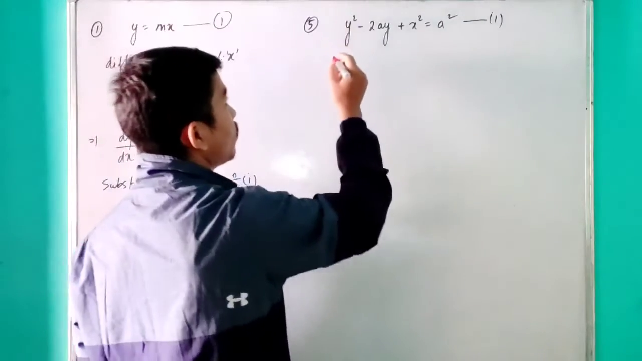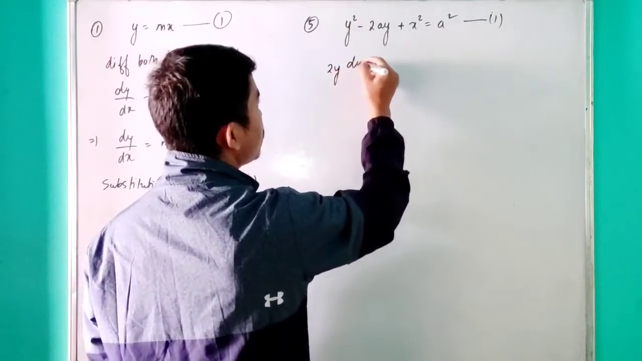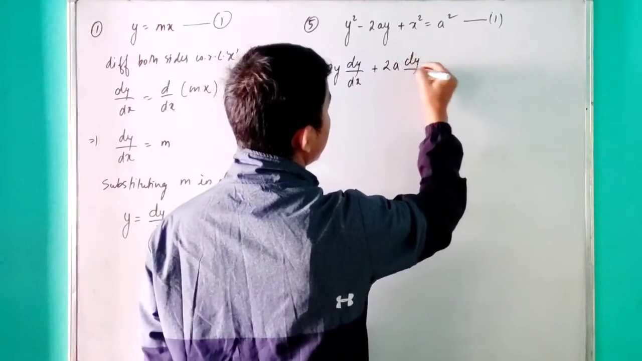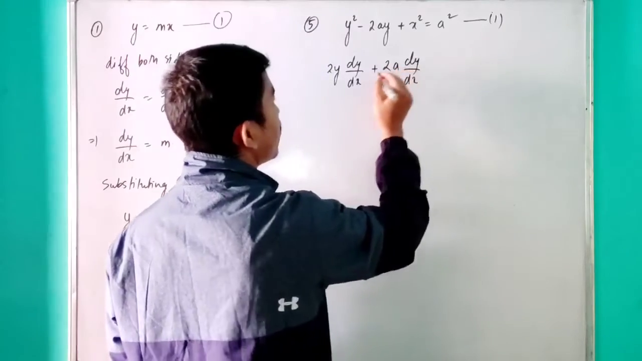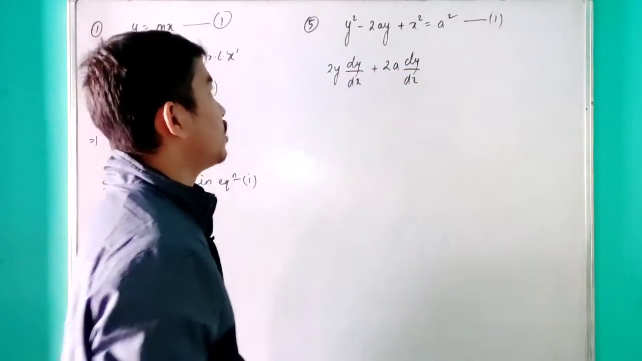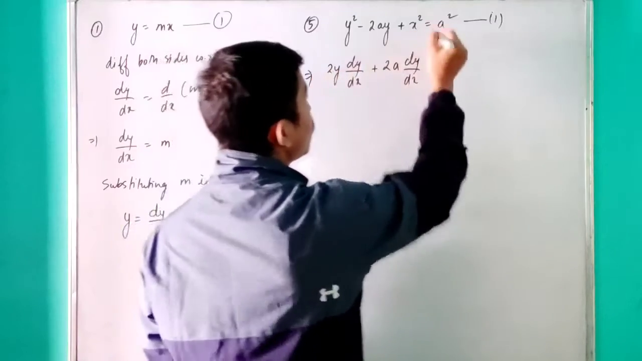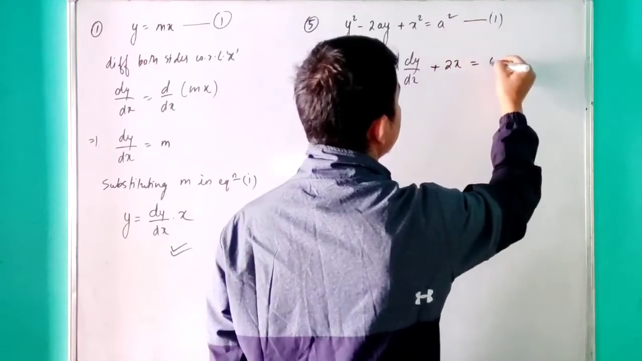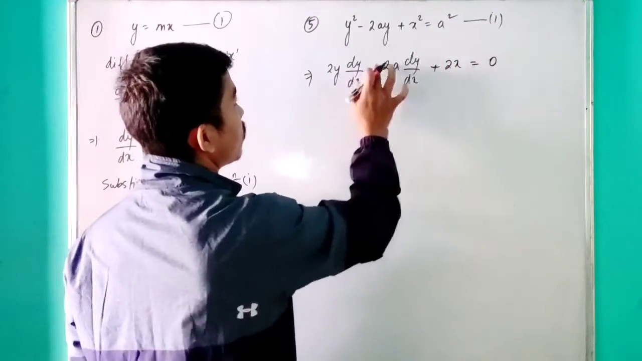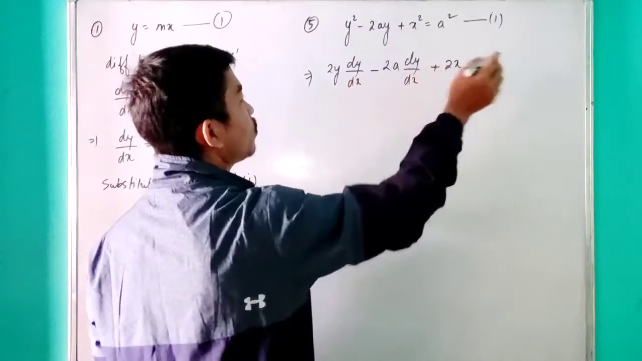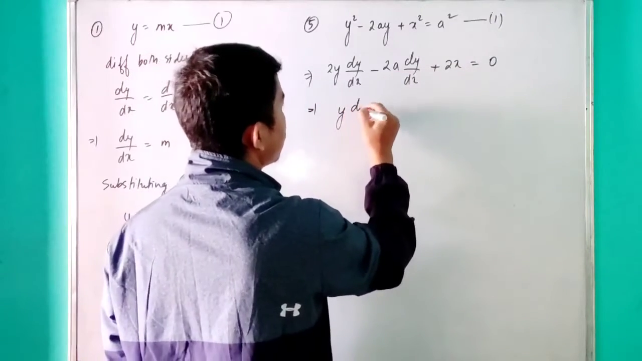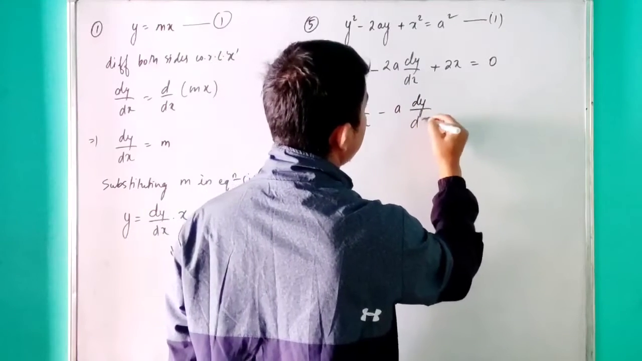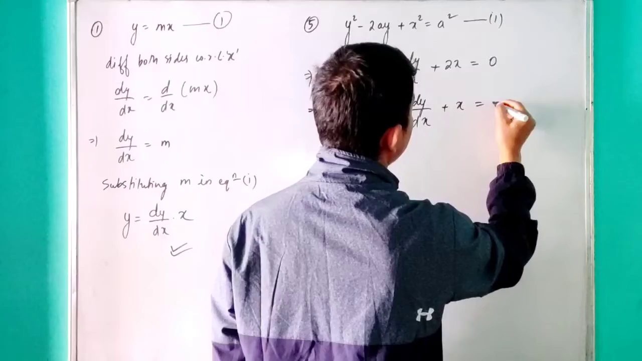So the derivative of y square will be equal to 2y dy by dx plus 2a dy by dx. Why 2a outside? Because 2 and a are constants, so they come out of the derivative sign. So plus the derivative of x square is 2x, equal to the derivative of a constant, which is 0. Okay, sorry, here it's minus. So dividing throughout by 2, what do I get? I get y dy by dx minus a dy by dx plus x equals 0.